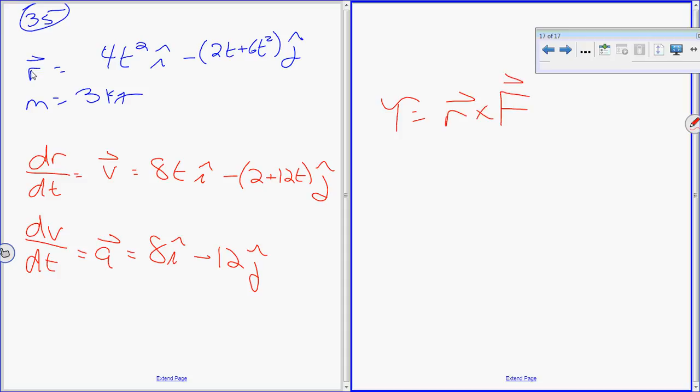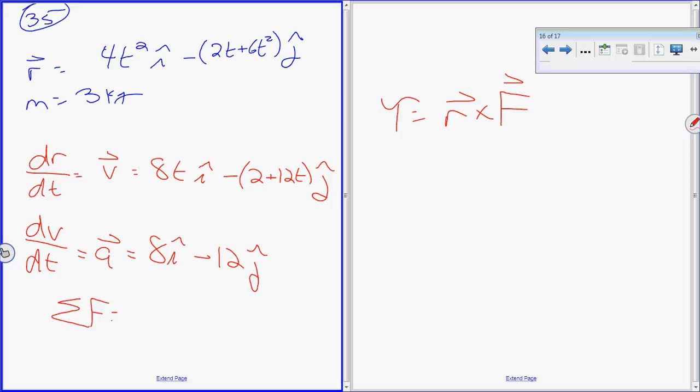Okay, so I've got my radius already written out, so I just got to come up with an expression for my net force, right? Well, if this was my acceleration, just multiply by mass, right? So my net force ought to be mass times acceleration. So 24i plus 36j. Follow? And now we can just do our cross product. Good.